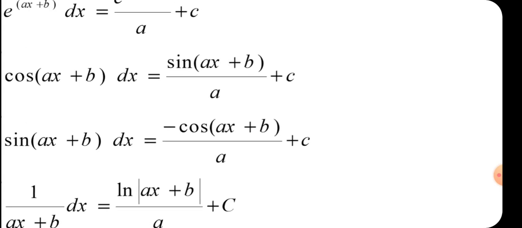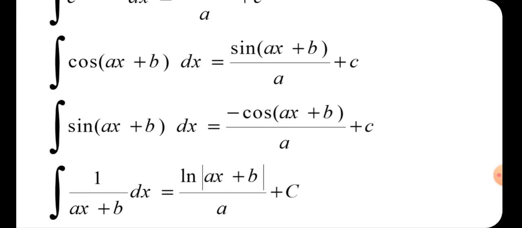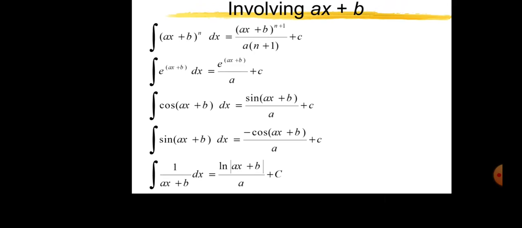Integration of 1 over ax plus b. You know that the integration of 1 over x is ln x. And now the integration of 1 over ax plus b is ln of ax plus b over the coefficient a.